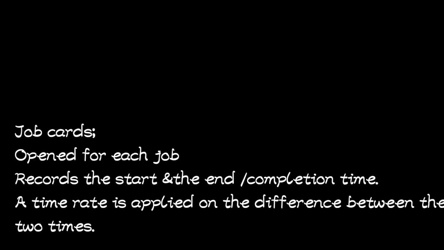So a time rate is applied on the difference between the two times, the difference between the starting time and the completion time. If you work from 9 to 5, that is 8 hours. So you would have worked for 8 hours. So that is the time. Then they'll multiply with what you're supposed to be earning per hour. Then they get what they are supposed to pay you. So job cards record the starting time and then the completion time of the work, and it mainly applies to the time rate system.